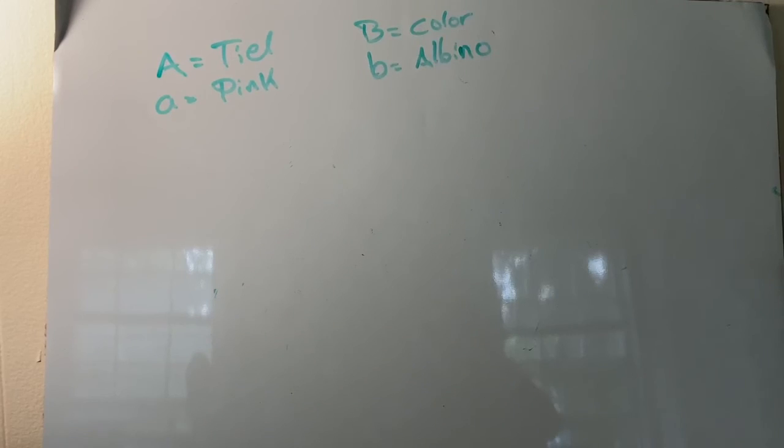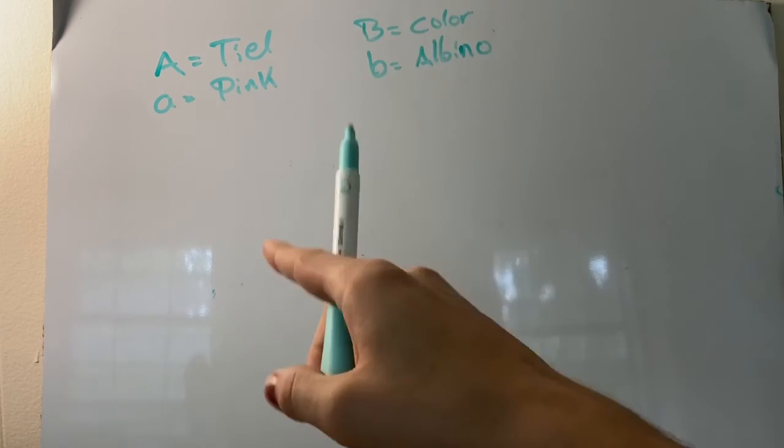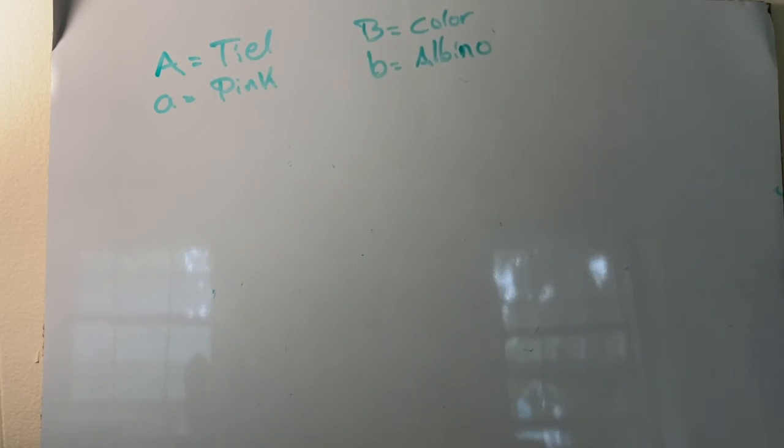Today we're going to be talking about epistasis, which is where the expression of alleles at one locus masks the expression of alleles at another locus. Specifically, we're going to be talking about single recessive epistasis, which means that in order for one to mask the other, it has to have two recessive alleles at that locus. So in our case, if they have two recessive b alleles, it'll mask the expression of the color at the A allele.